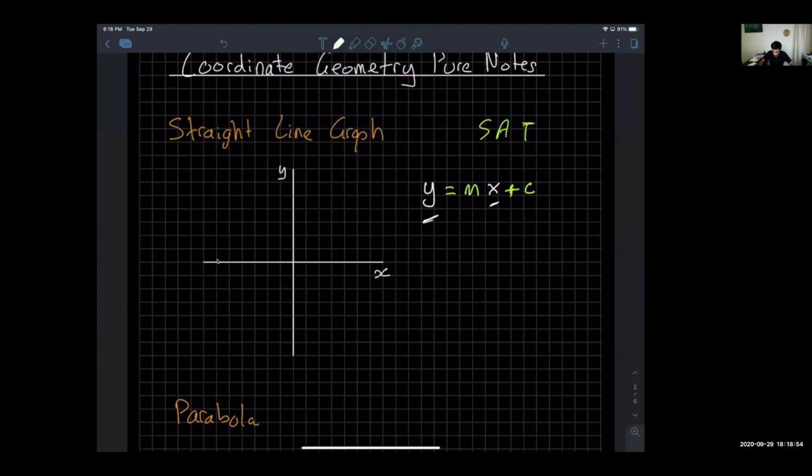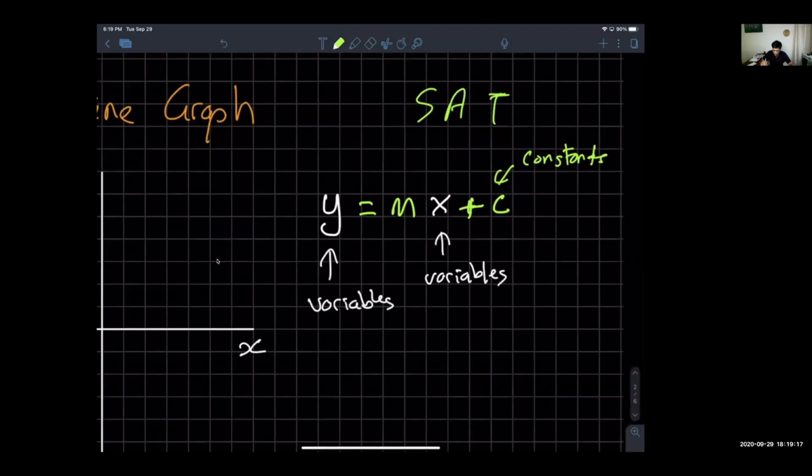But okay, so what we need to understand in this is that notice how this color of X and Y is different, because these two are variables, okay? And M and C, these are constants. Okay, that means now it is very important that you understand the difference between this variable and constant.